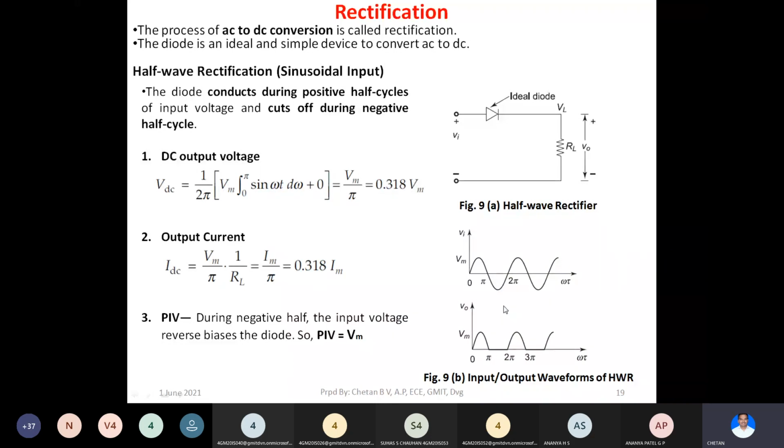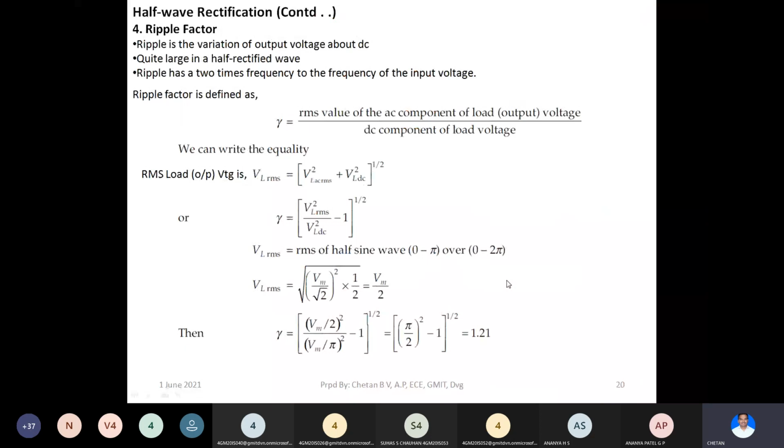Whereas in the case of a full wave rectifier with center type transformer, as you have one more diode which conducts during pi to 2 pi of the input AC, you will get an output across this RL for this pi to 2 pi range also, and it will be an inverted version of the input. So the output will be like this.